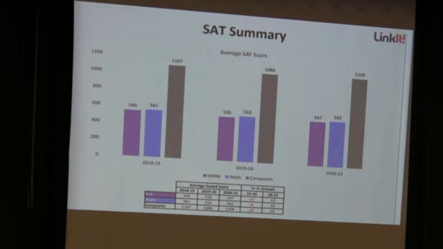So here is our eighth grade SAT summary. You can see these bar graphs represent different years. The purple is ELA, the blue is math, and on the right is your composite score. If you look at 2020-2021, you'll see we had nice growth with a 1,109 average SAT composite score.